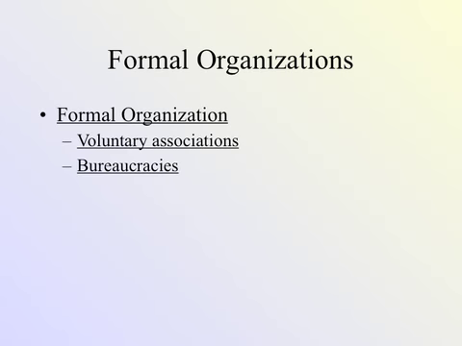Two different types of formal organizations. A voluntary association is an informal group based on voluntary membership, and so it's still a formal organization. Everybody's sharing a common goal or purpose, and our interactions are based on those common goals, but it's very large and complex. So being a member of the American Sociological Association or the NRA would be a voluntary association. Bureaucracies are large hierarchical organizations that are everywhere in our society.